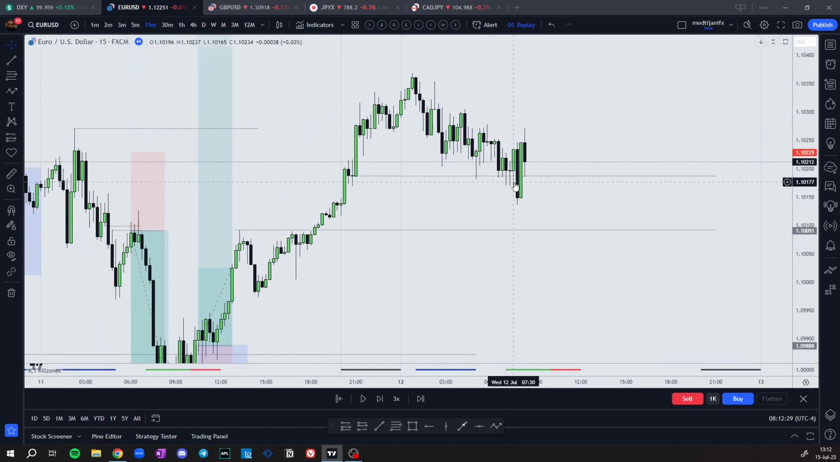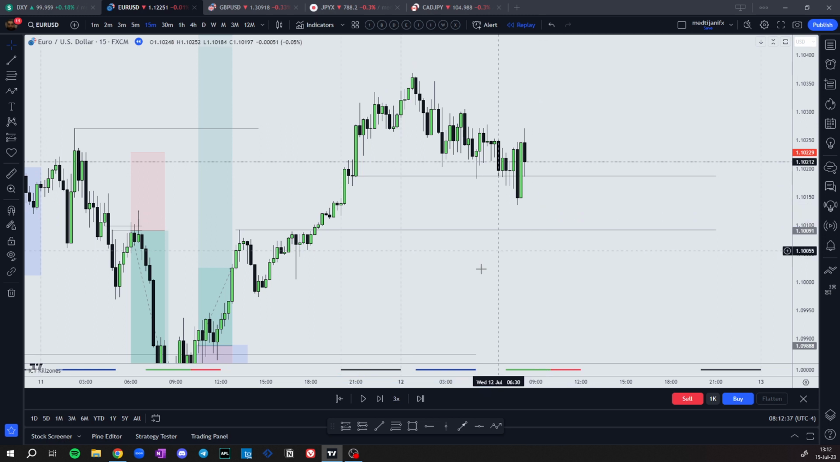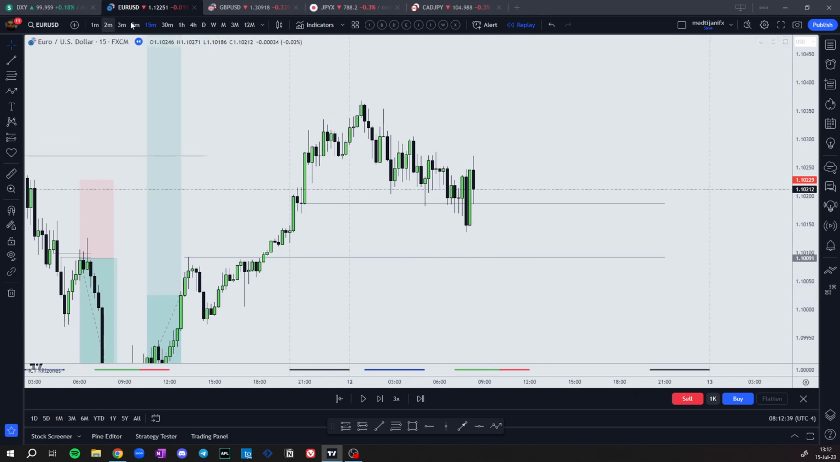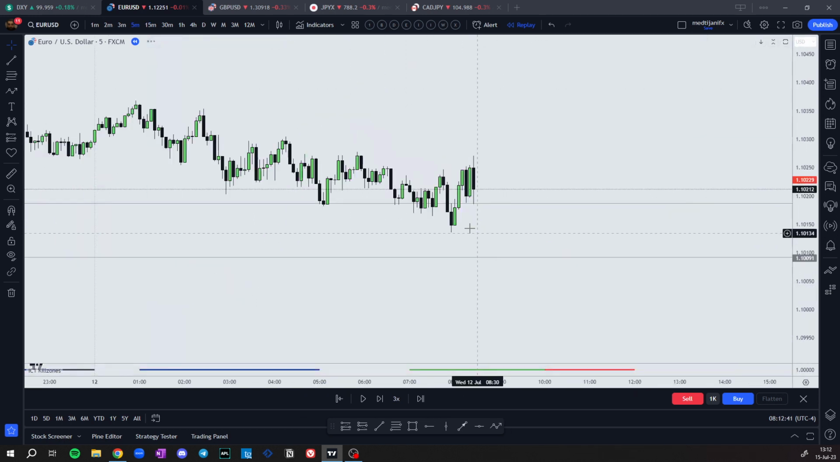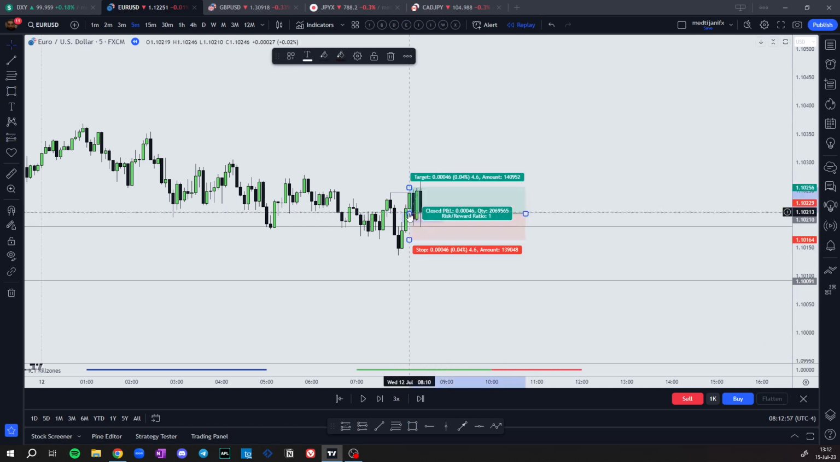Then we have our break of market structure. And if you see, price didn't take the Asian range low as a confirmation that price is also bullish, right? On the 5 minute time frame, we see price took these lows here. We have a break of market structure right here.